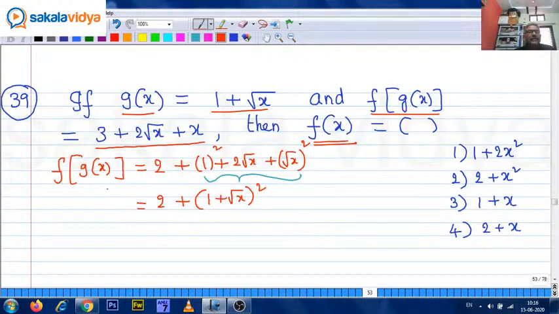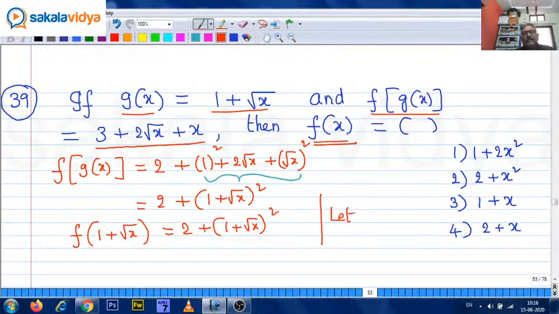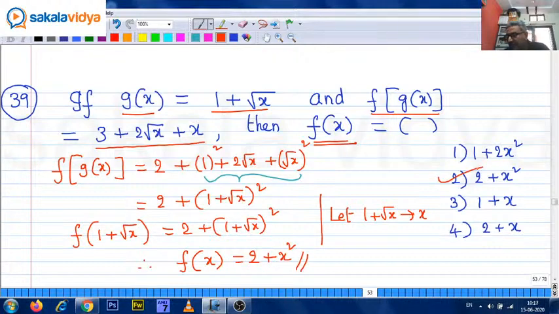That means in place of g of x, we replace 1 plus root x. So we get f of 1 plus root x equals 2 plus 1 plus root x whole square. Here 1 plus root x is dummy, so let us replace 1 plus root x by x. Therefore, f of x is defined as 2 plus x square. This is the function. That means the second option is the right option.